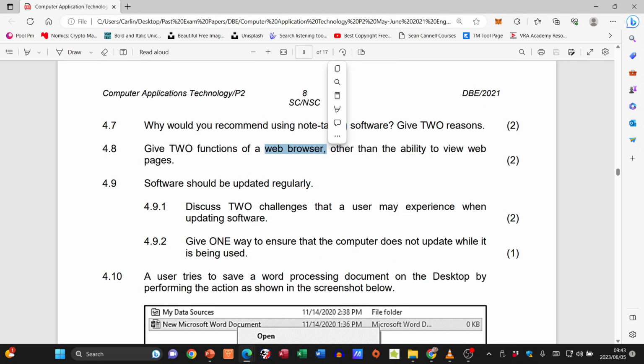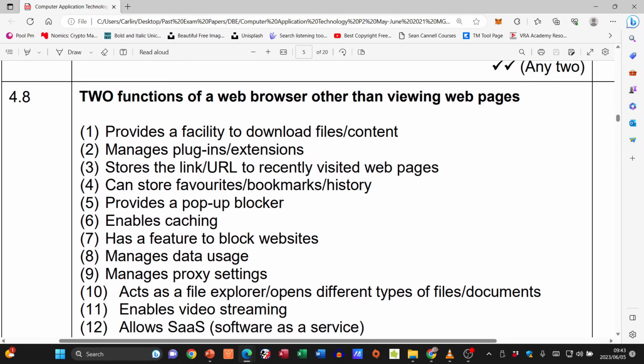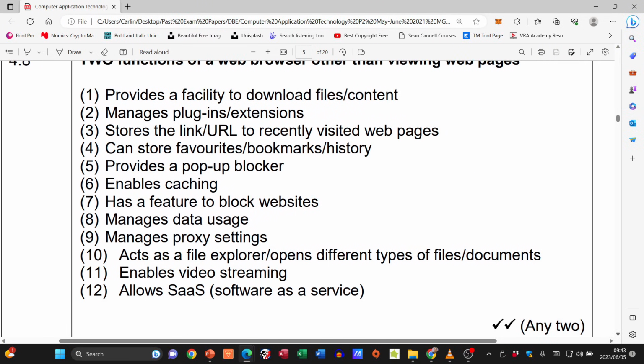Safari and Firefox. Okay, so that's what a web browser is. So they say, give two functions of a web browser other than the ability to view web pages, because that's in the definition. So what else can a web browser do? And again, I'm going to take you to the memo, and you can see all the different answers we have here relating to that. So it can store links, it can manage plugins, it can provide a pop-up blocker, enables caching, manages data usage. All of these things, folks, you could use any two of these answers.